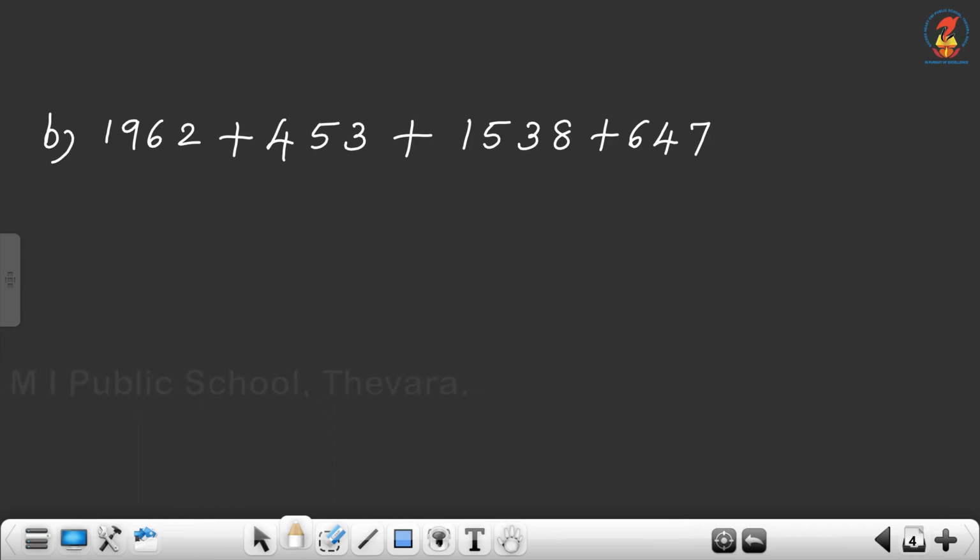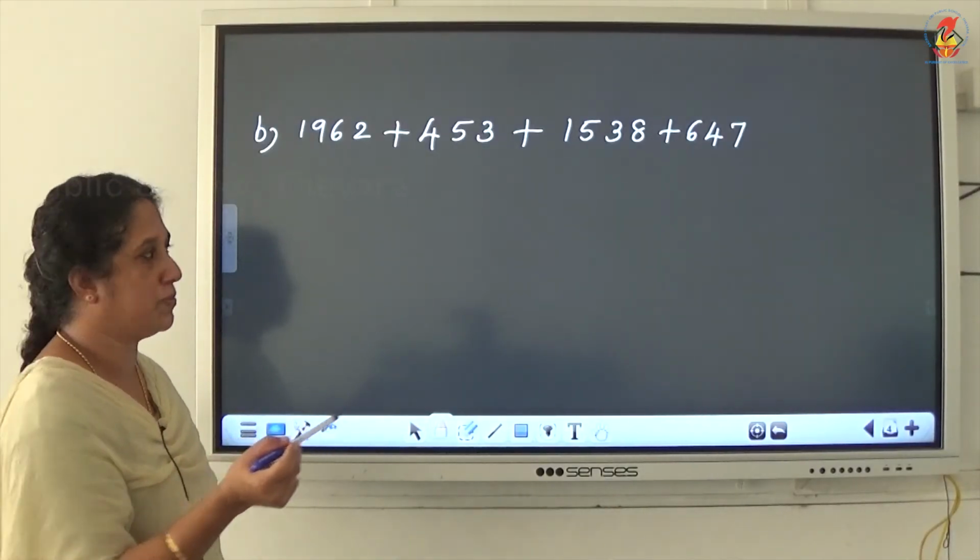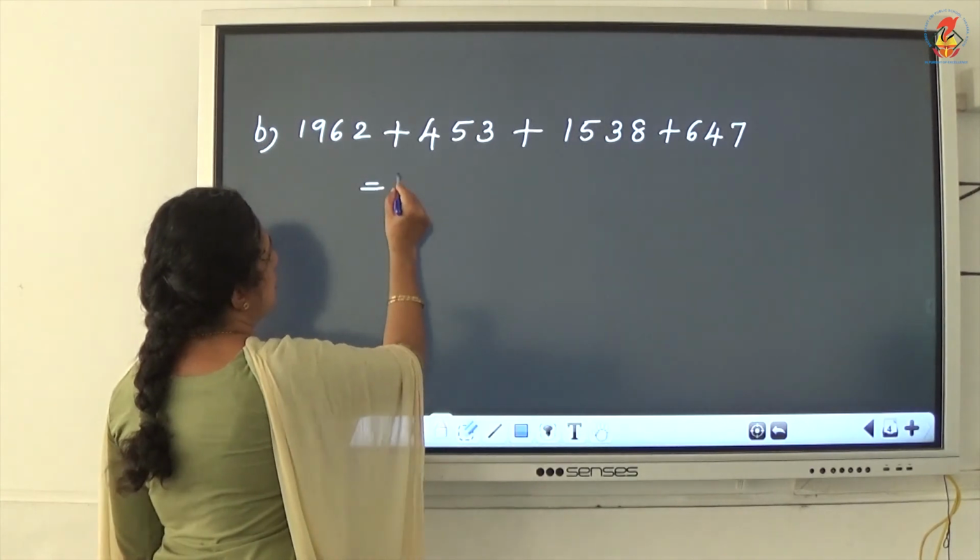Now here we have 4 numbers: 1962 plus 453 plus 1538 plus 647. So the last digit you have to get as 0. Which numbers should you consider? If you consider these two numbers, 2 plus 3, what will you get? 5 only. But when you consider the first one and third one, 8 plus 2, what is 8 plus 2? 10. The last digit you are getting as 0. So we can consider those two numbers together.